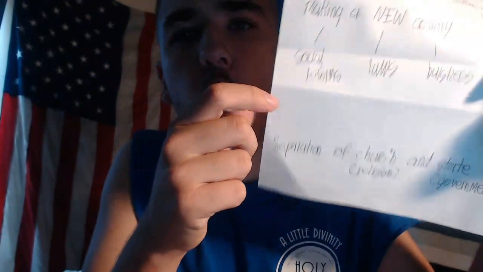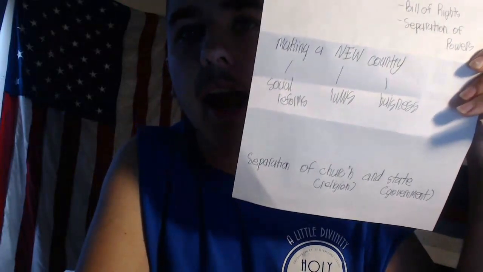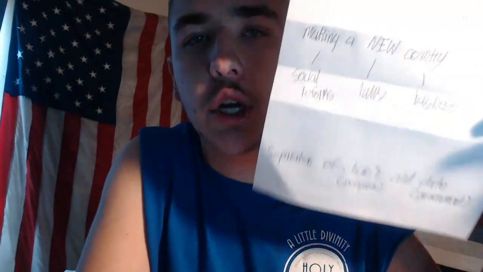So, a lot of these compromises, a lot of these reforms brought new questions because our goal is making a new country. And part of that is social reforms. And how are we going to treat education, women, slaves, all of that? And the slavery issue is complicated. For another video we'll get into very soon.